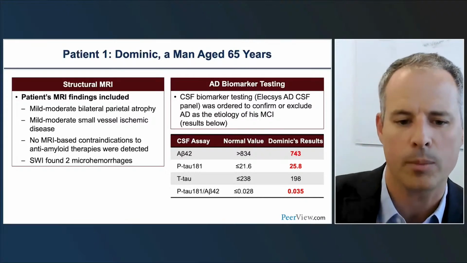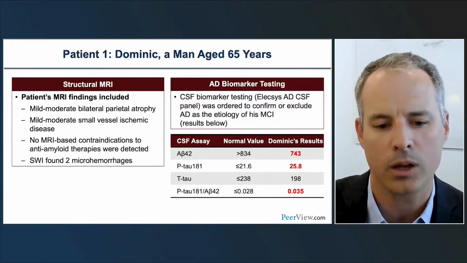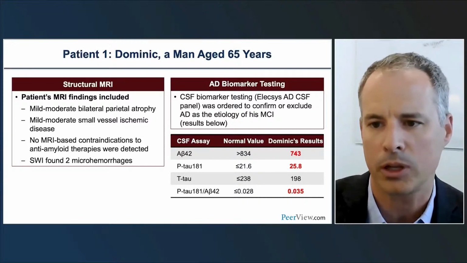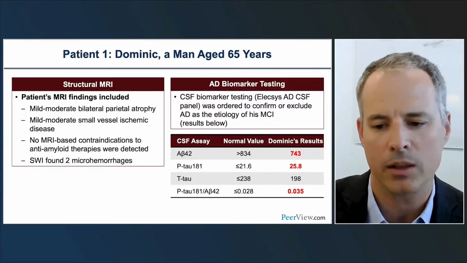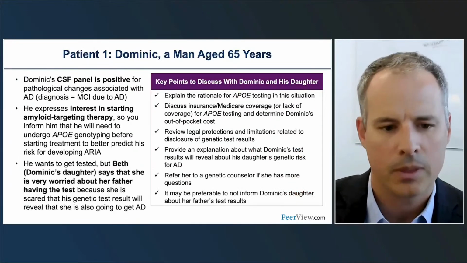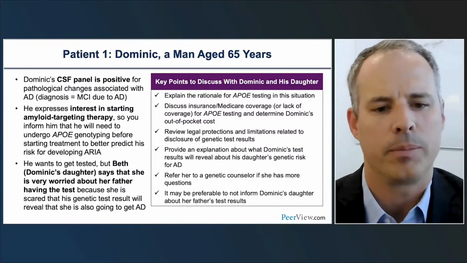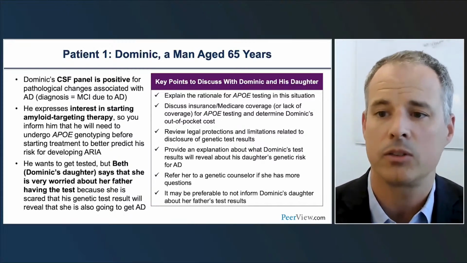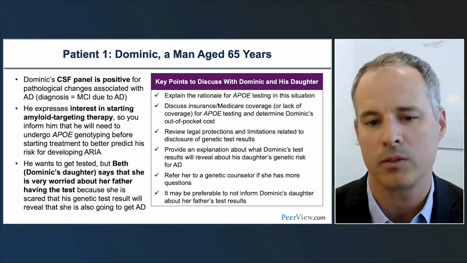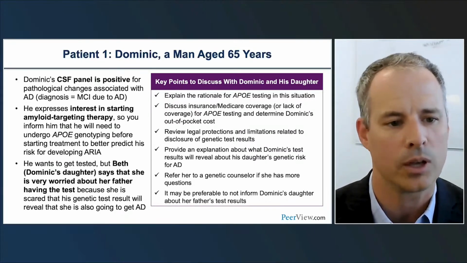So we had low amyloid beta 42, he had elevated p-tau 181, and his ratio of p-tau 181 to A beta 42, which is the most predictive marker, was elevated, indicating likely amyloid pathology. So this is a patient who has a positive CSF biomarker panel and has a clinical syndrome consistent with mild cognitive impairment. So his diagnosis is mild cognitive impairment due to Alzheimer's disease.